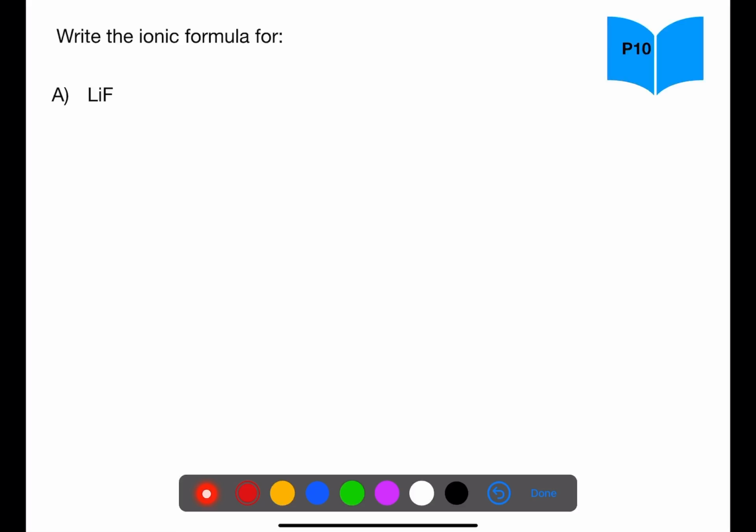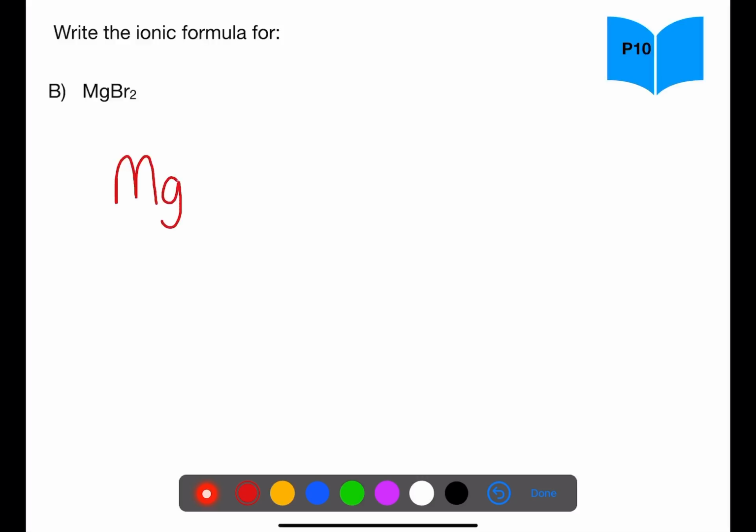Lithium is a group 1 metal, so has a 1 positive charge. Fluorine is a group 7 non-metal, so has a 1 negative charge. Magnesium is a group 2 metal, with a 2 positive charge. Bromine is a group 7 non-metal with a 1 negative charge. There are 2 of them, so they need to go in brackets.